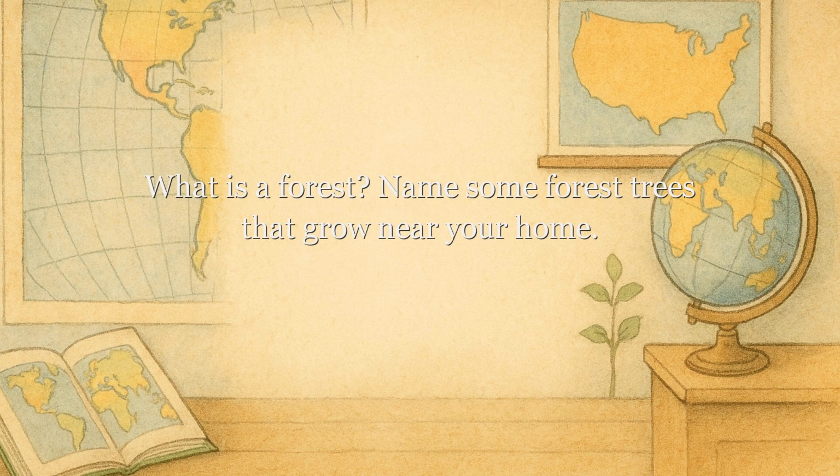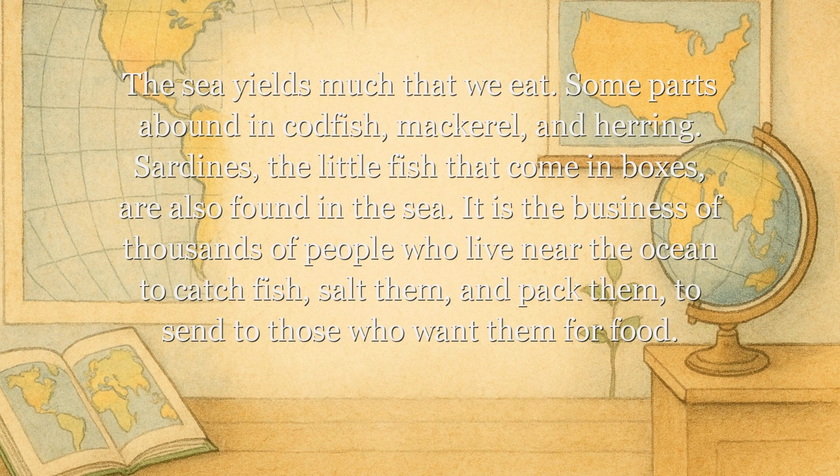Name some forest trees that grow near your home. The sea yields much that we eat. Some parts abound in codfish, mackerel, and herring. Sardines, the little fish that come in boxes, are also found in the sea. It is the business of thousands of people who live near the ocean to catch fish, salt them, and pack them, to send to those who want them for food.